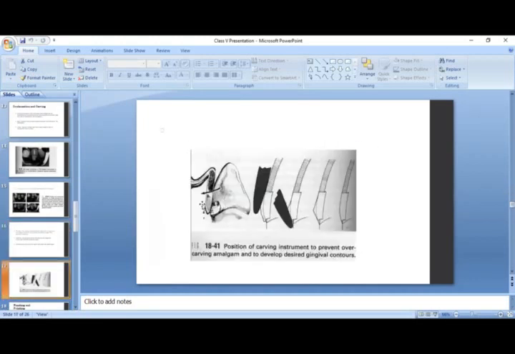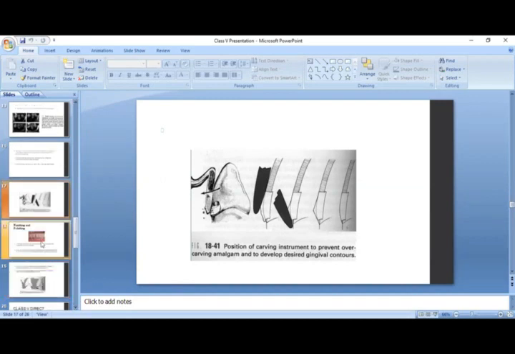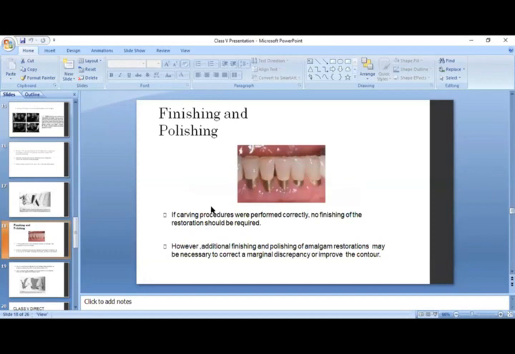Now this is the way we are supposed to carve. This is the unprepared surface and this is the prepared surface. We are supposed to start like this. This is carving, right? I hope you can appreciate the diagrams. Okay, now the next step is the finishing and polishing.